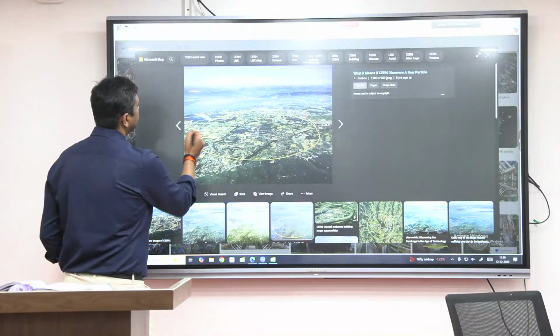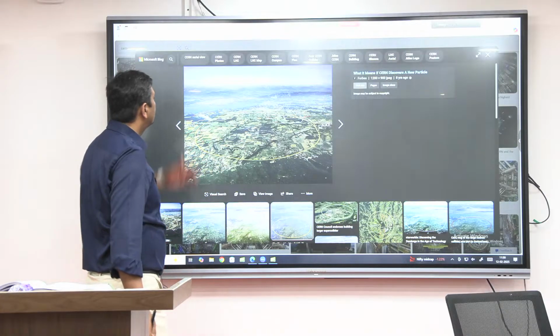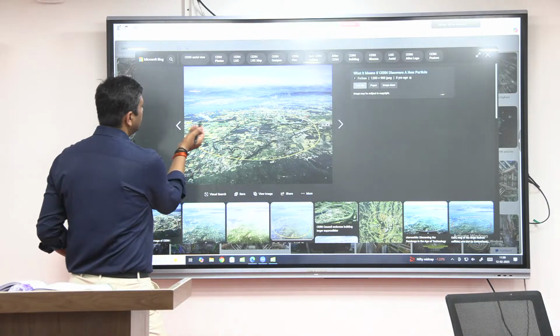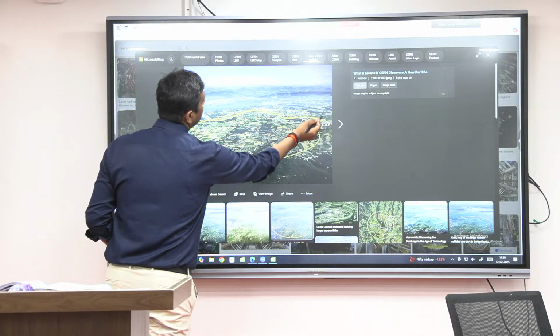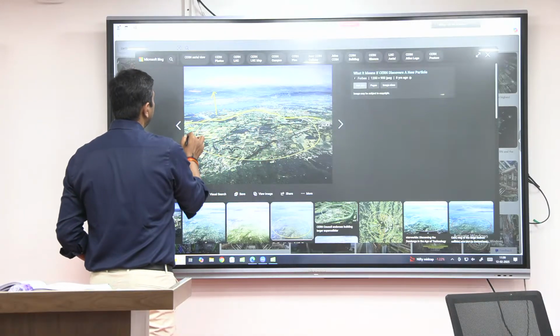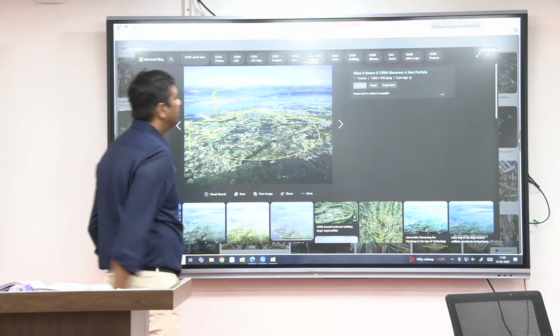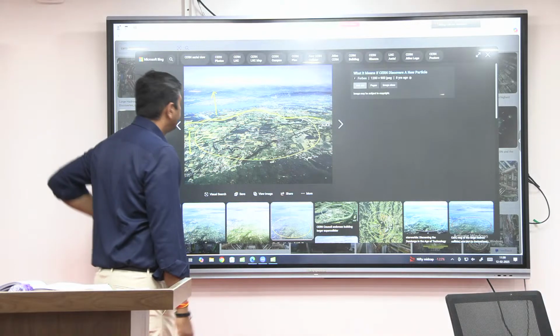France is here, Switzerland is here. So this area is the Swiss-France border. This is a Switzerland area. This is a France area. The Swiss-France border near Geneva, and nearby areas of Geneva.